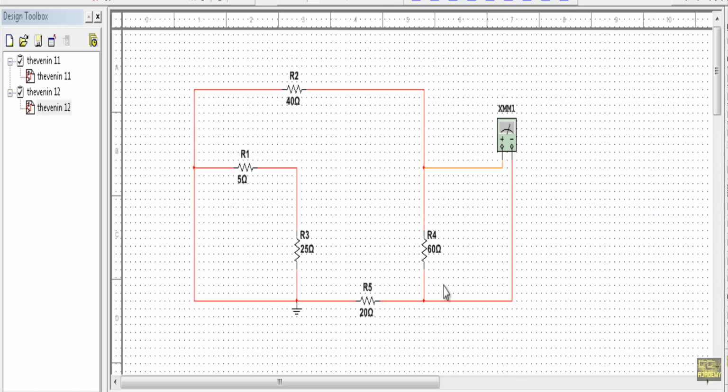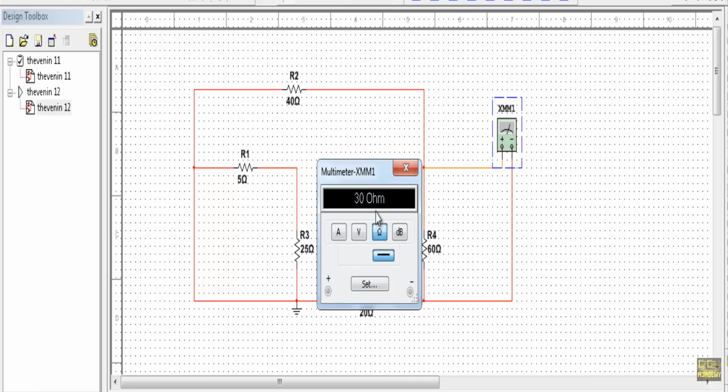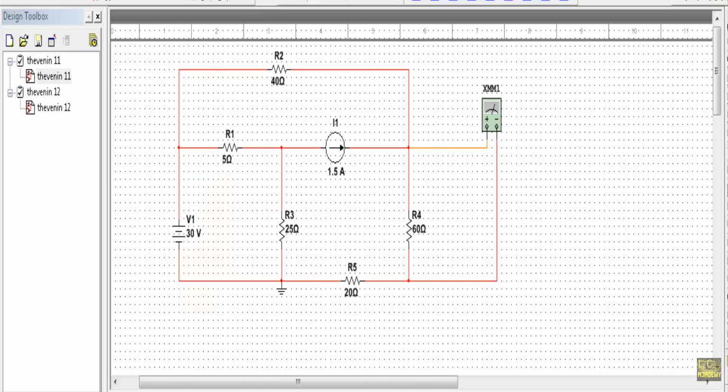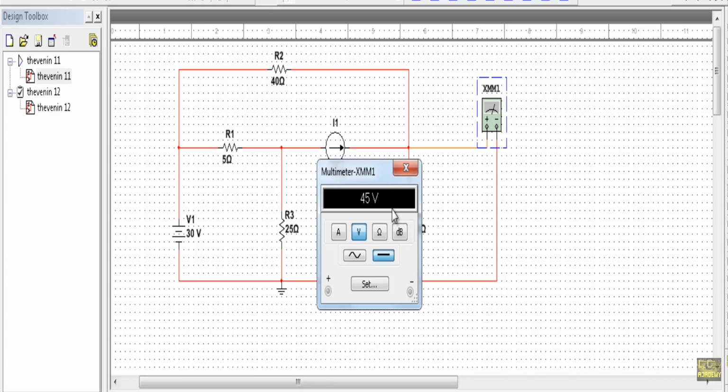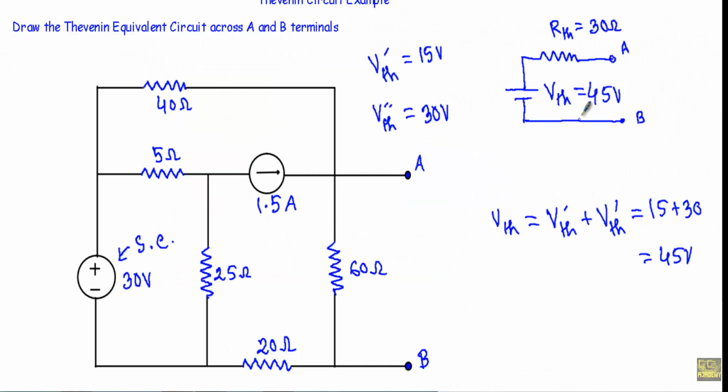Now let me run a simulation to show our RTH and VTH of the given circuit. See, I have connected a multimeter between A and B terminal, and I have shown the circuit as I have set it for our RTH. Here our RTH equals 30 ohm, and here our VTH will be equal to 45 volt. And see, in my circuit I have obtained VTH equal to 45 volt and RTH equal to 30 ohm. That means my circuit analysis is completely okay.